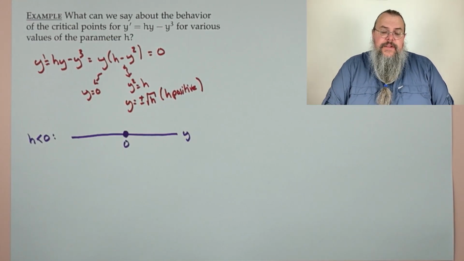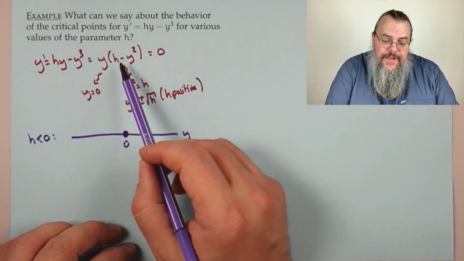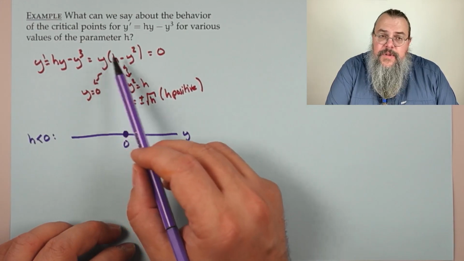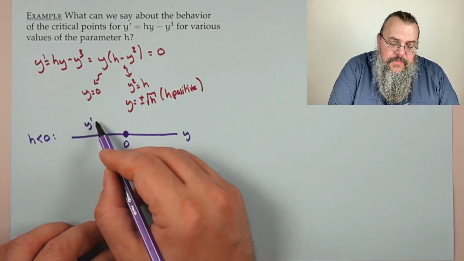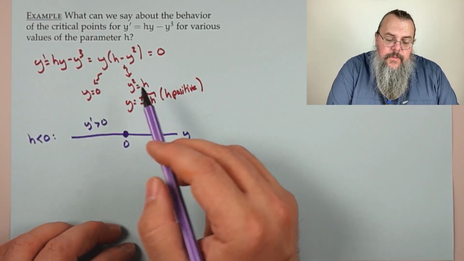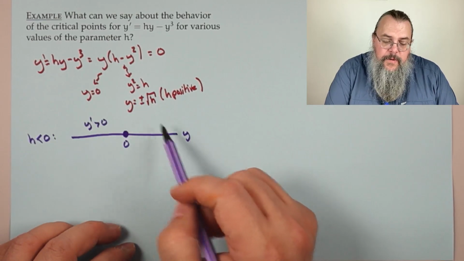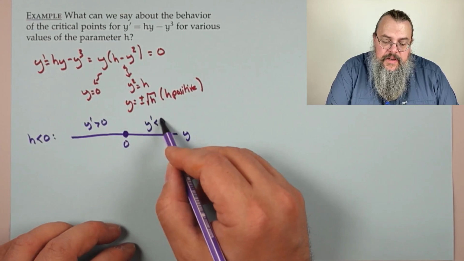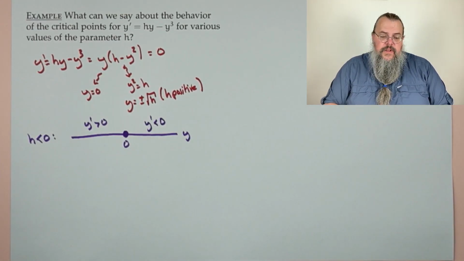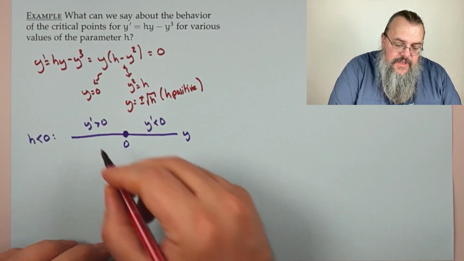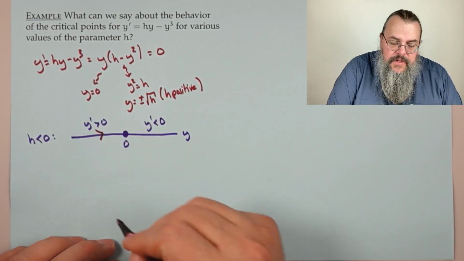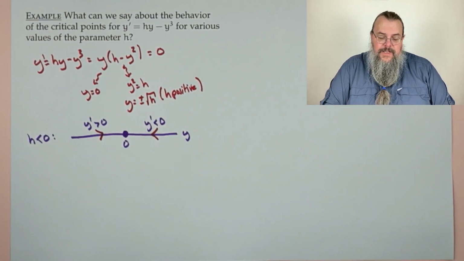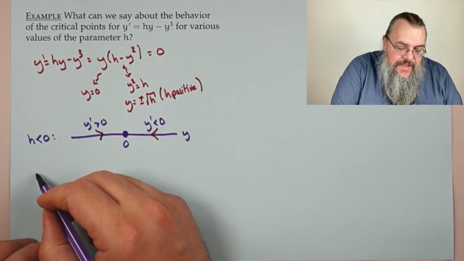Well, if h is negative, h minus y squared is always negative. So when we plug in a negative value for y, we'll get a negative times a negative, which is positive. So y prime is positive. And on the other hand, if we plug in a positive value for y, we get a positive times a negative. So y prime is negative, which means that we have the following situation. We're going to be going up if we're below 0. We're going to be going down if we're above 0. All right, now that's h less than 0.